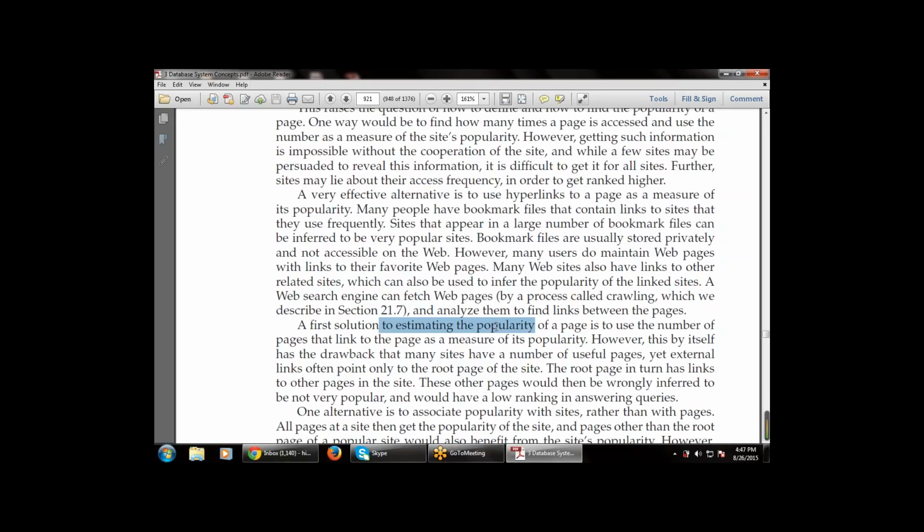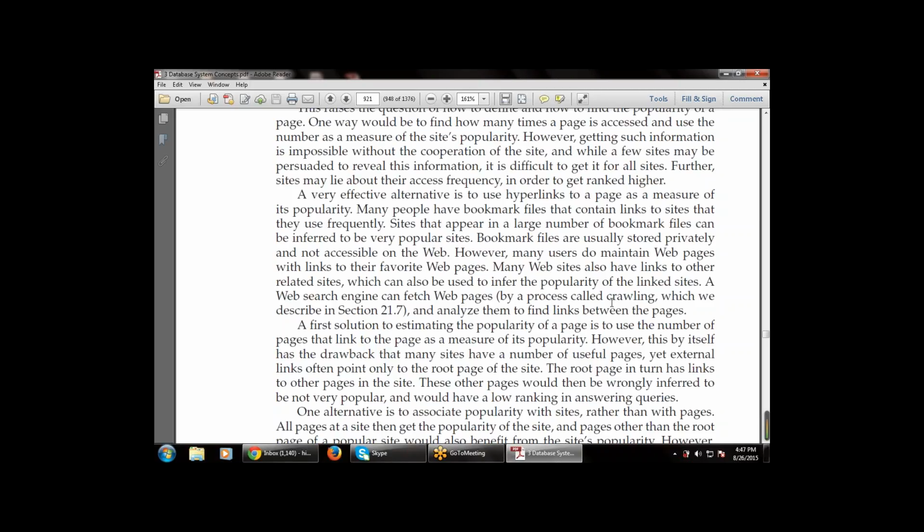A first solution to estimating the popularity of a page is to use the number of pages that link to the page as a measure of popularity. So how many times a page was visited, or how many pages link to it, shows that page is popular. Otherwise, other pages would be wrongly inferred to not be very popular and would get a low ranking in answering the query. The page visited many times by users is the highest priority page.